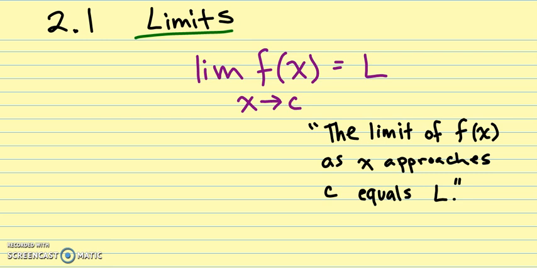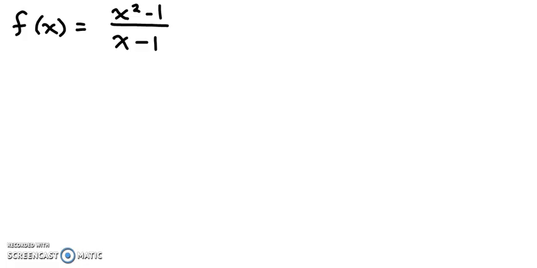Okay, so limits can be used to describe how a function behaves as the independent variable moves toward a certain value. Let me go ahead and explain that with an example. Consider this function, x squared minus 1 over x minus 1. Think about the graph of this function. What do you think the graph of this function will be? Pause the video, think about it.